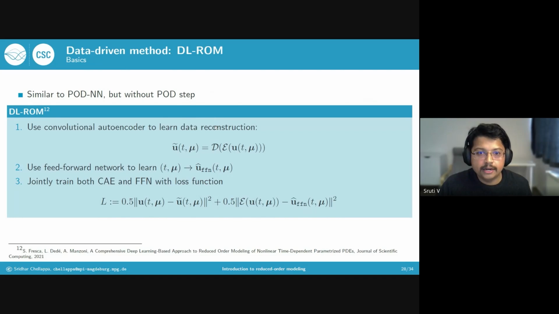So this is the DL-ROM, the deep learning based reduced order model, which was introduced just a few years back in 2021. Once again, all these approaches are very, very similar with just slight differences between each other. So instead of a POD, the people who introduced DL-ROM considered a convolutional autoencoder. So you don't have the V transpose V mapping, but instead you have a convolutional neural network doing the encoding and also the decoding. And you also have this second network, which learns the mapping from the time and the mu to the reduced coefficients, or in this case, the encoded representation.